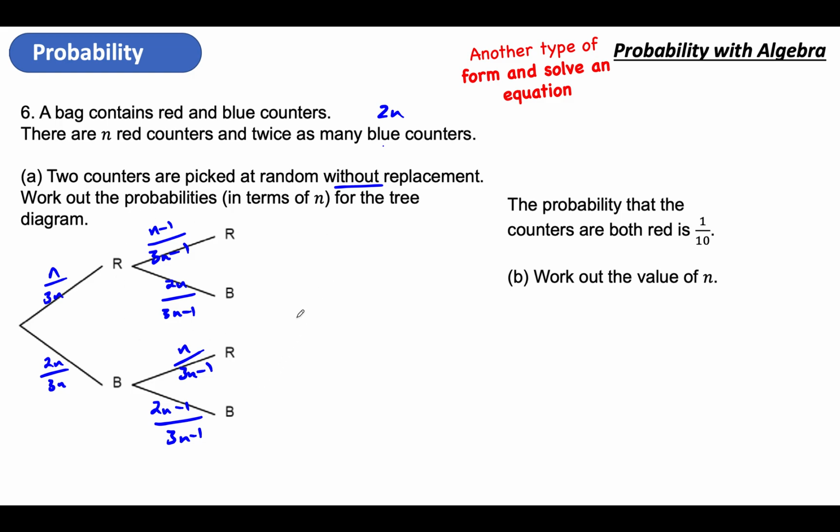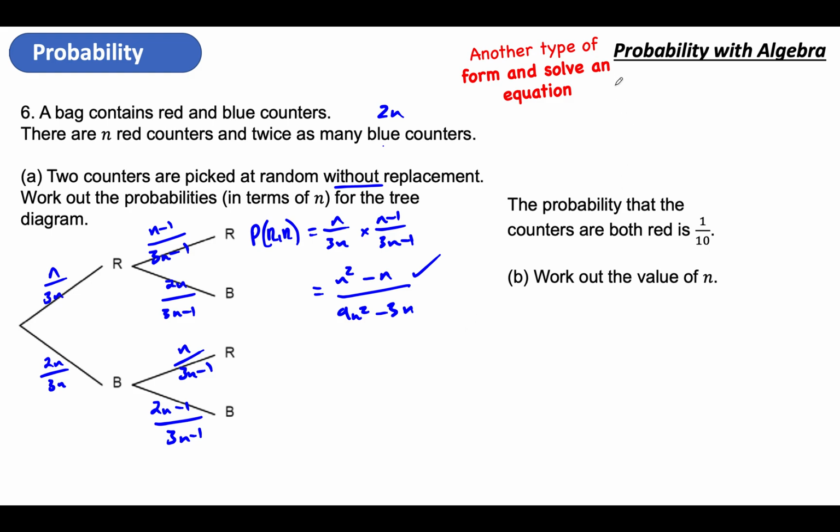So we've done the tree diagram. The probability that the counters are both red is 1/10. Now that's up here. Probability of red is n over 3n times n minus 1 over 3n minus 1. You need to multiply those together. Now when you multiply the tops, you end up with n squared minus n. And when you multiply the bottoms, you get 9n squared minus 3n. So that's the probability of two reds. Hopefully you got that far. Remember, you're picking up marks all the way here, even if you don't finish the whole thing.